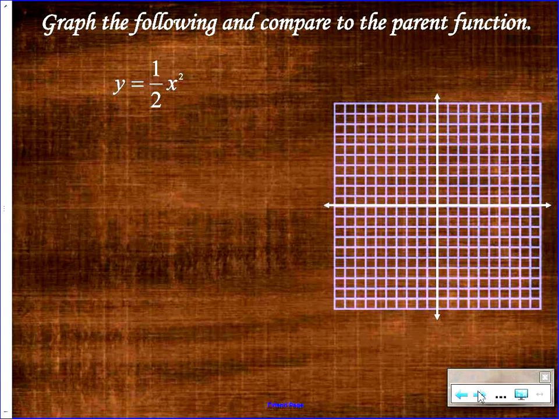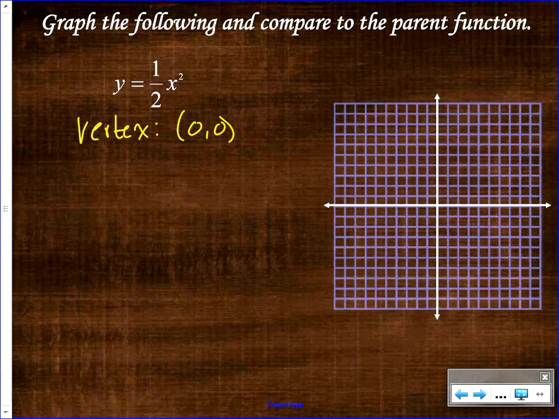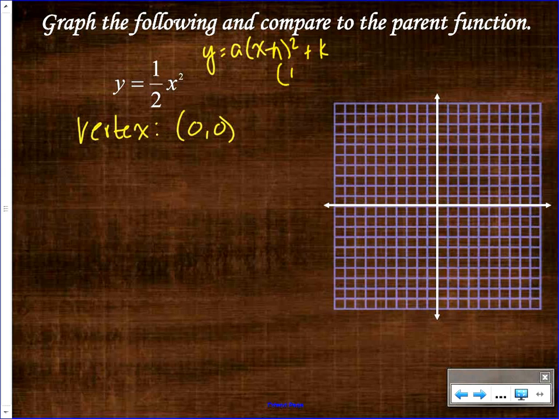Okay, so if I'm in vertex form, what is my vertex? No, 1/2 is not the vertex. What is my vertex? A vertex is a point, remember? X and Y. So what is it? 0, 0. Vertex form says y equals a times (x minus h) squared plus k, where my vertex is (h, k). And if there's nothing in h and k, guess what my point is? 0, 0. That should be in your notes from last time. Okay, so my vertex is at 0, 0.